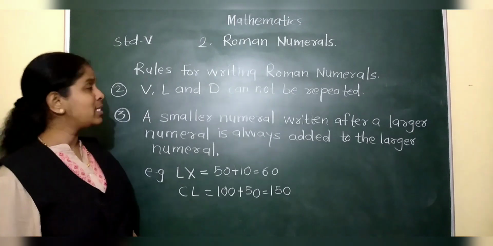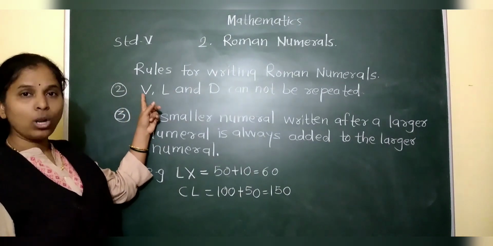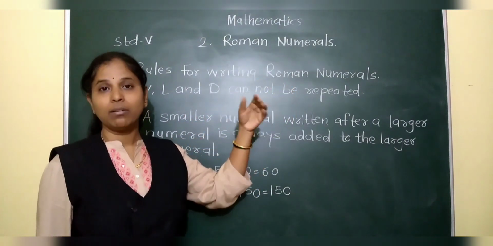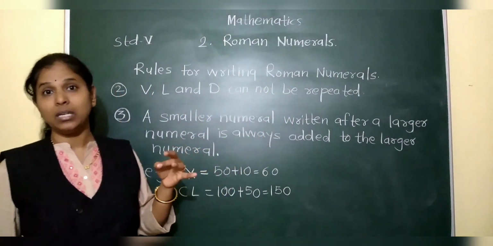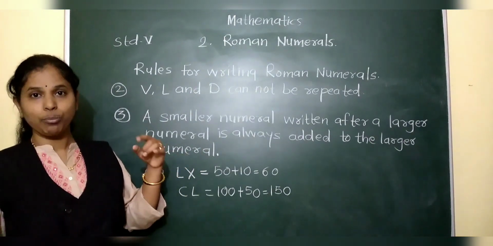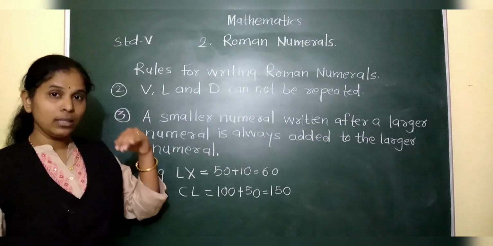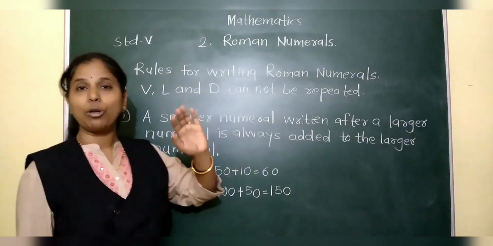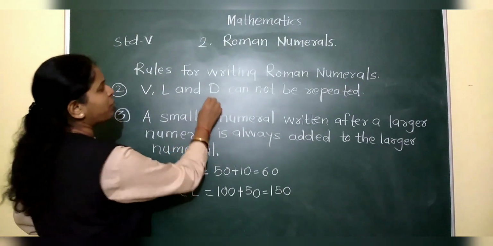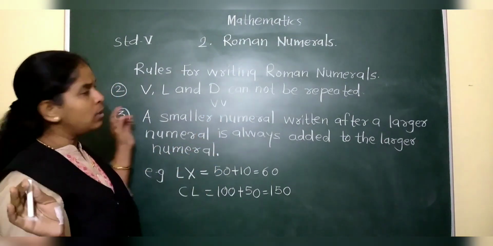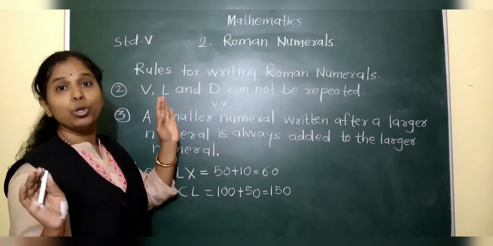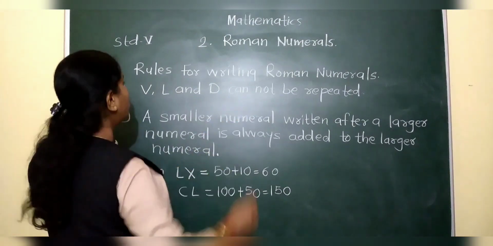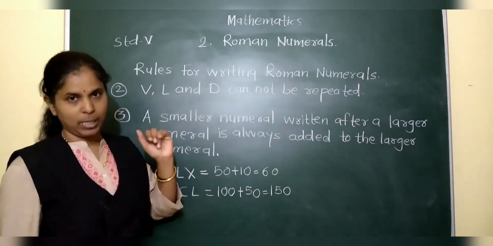Okay. Now the second rule is that symbols V, L and D cannot be repeated, like symbols I, X, C. How can we repeat those symbols? In the first rule we have seen. In this way, the second rule is that symbols V, L and D cannot be repeated. Means, V, you cannot write twice. You will say 5 plus 5, 10. No, we cannot repeat. Similarly, L and D also. So V, L and D cannot be repeated.